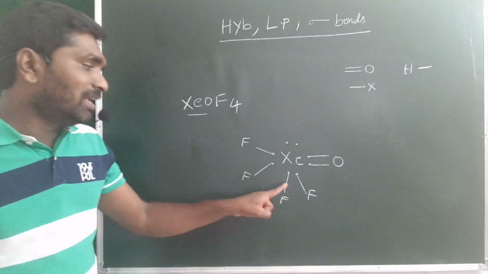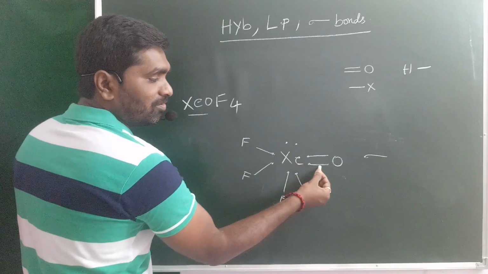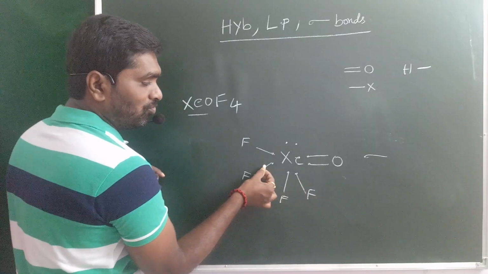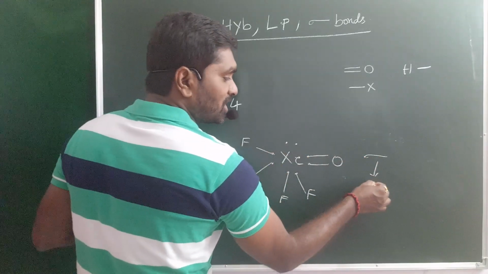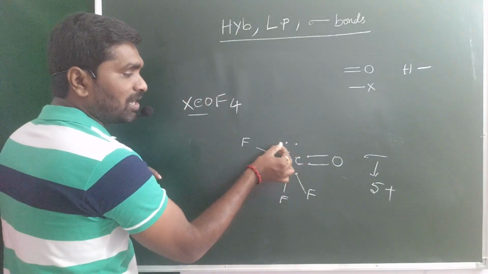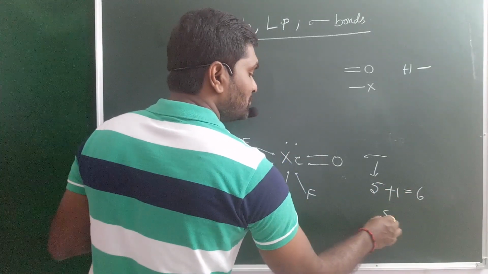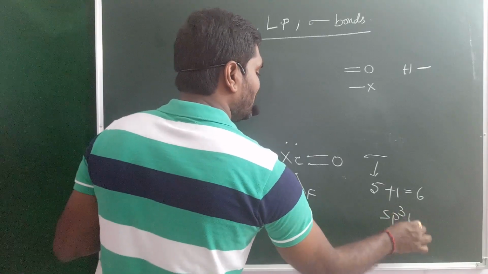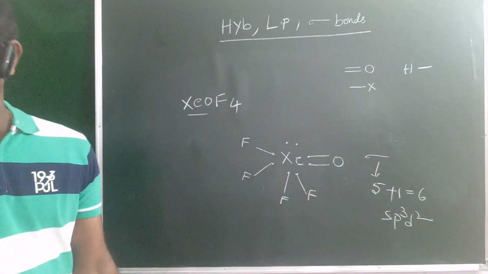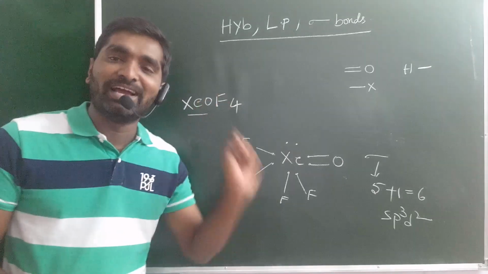Look at this one. In bivalent oxygen, it may form 1 sigma bond and 1 pi bond. So the sigma bonds are 1, 2, 3, 4, 5. The total sigma bonds are 5 plus the number of lone pairs, which is 1. 5 plus 1 is 6. 6 may be written like this: sp3d2. 3 plus 2 is 5, 5 plus 1 is 6. sp3d2 is the hybridization in XeOF4, guys.